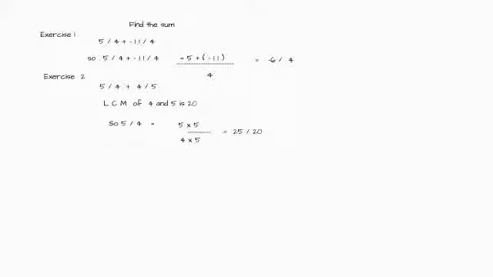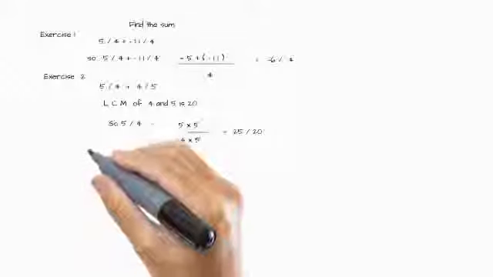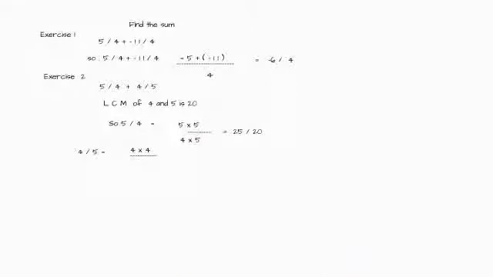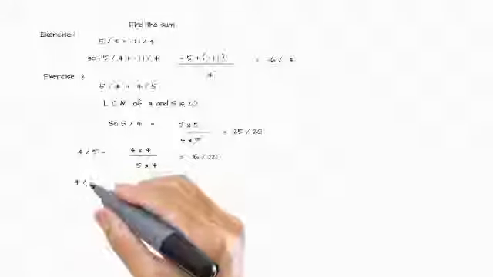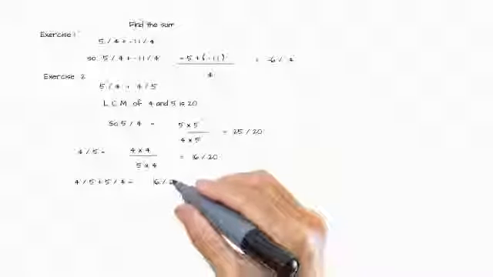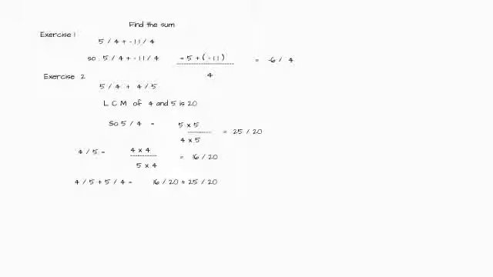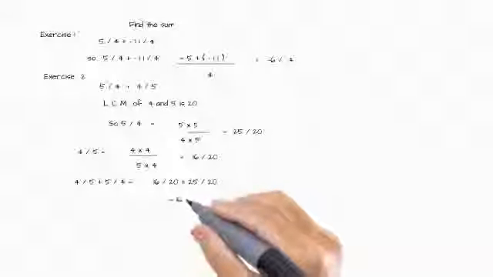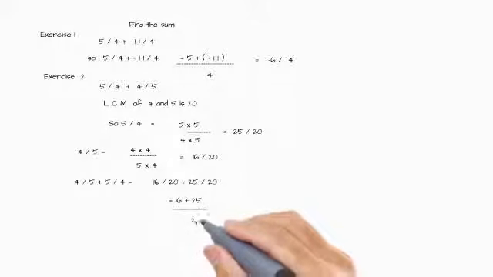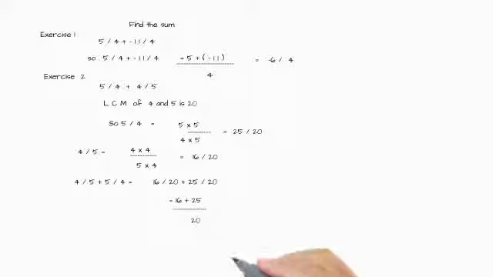Repeat the same process again. 4/5 equals (4 × 4)/(5 × 4), which equals 16/20. Now the denominators of both fractions are the same. 4/5 + 5/4 equals 16/20 + 25/20, which equals (16 + 25)/20, which equals 41/20.